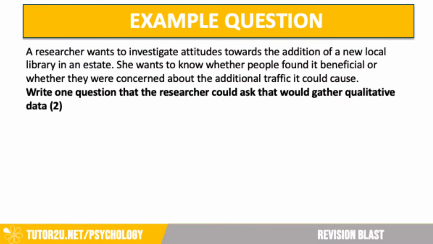Good. Okay, so the next question, we've got a researcher who wants to investigate attitudes towards the addition of a new local library in an estate. So it's the same scenario. You have to write one question that the researcher could ask that would gather qualitative data. So it's got to generate qualitative data, not quantitative. So what is a question that the researcher could ask? And remember, they want to find out whether people found it beneficial or whether they were concerned about the additional traffic it could cause.